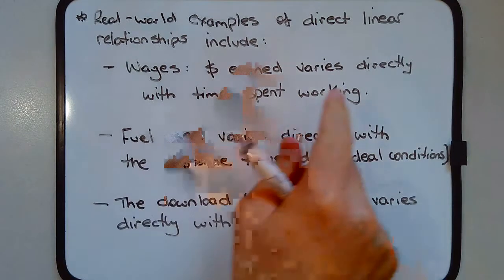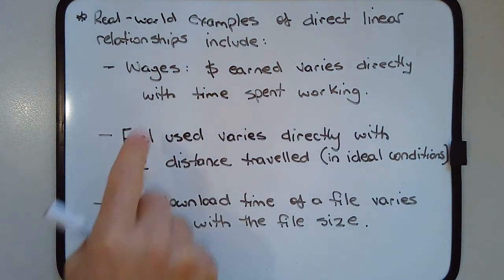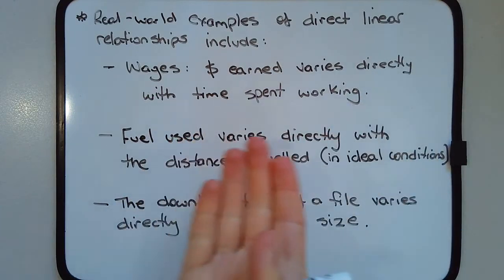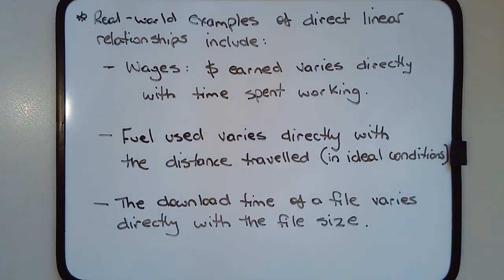So real-world examples of direct linear relationships include wages. That's the first thing that comes to mind. Dollars earned varies directly with time spent working. So if you spend 0 hours working, you're going to get paid $0, especially even on a casual rate of pay. 1 hour, you get whatever you get paid as per your hourly rate, and so on. So the more time you work, the greater your wage is going to be, and it's based directly on the amount of time worked.